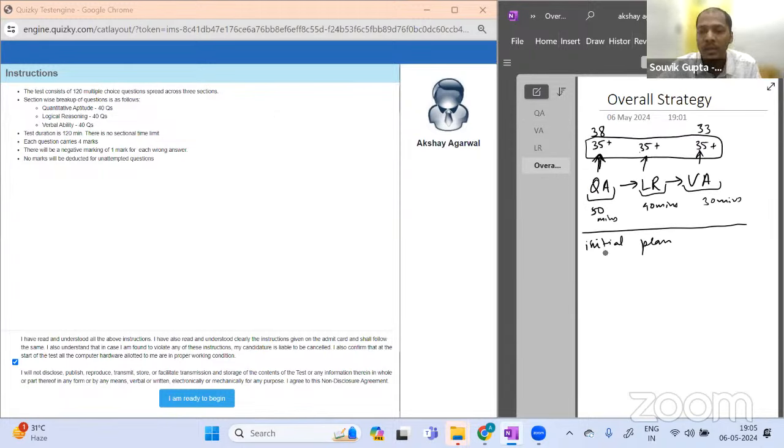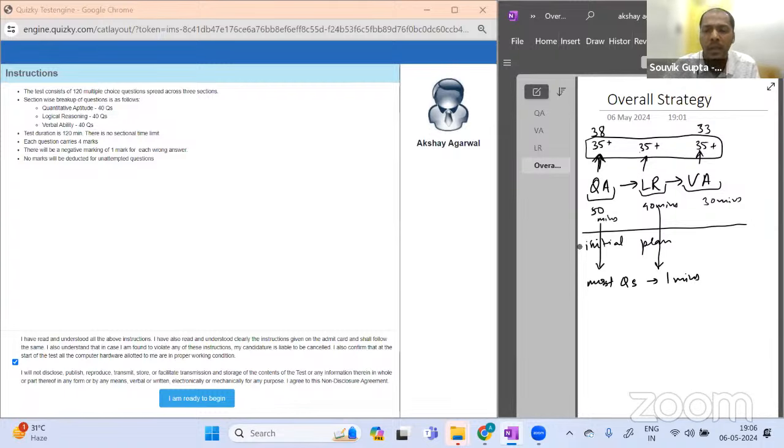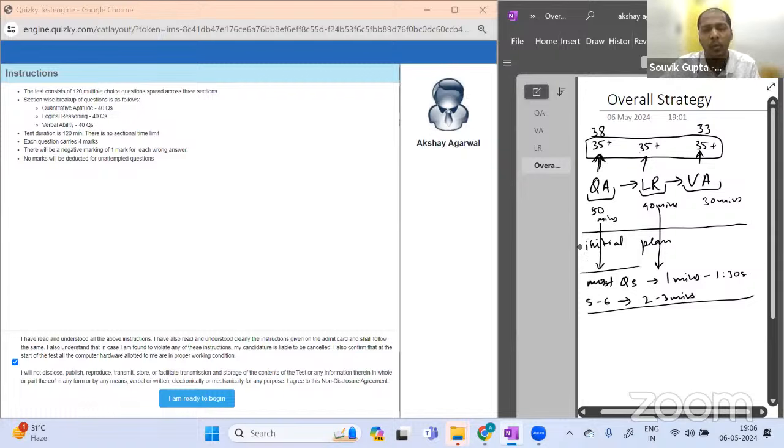One more thing: in LR and QA, my plan is to attempt 35 plus questions in 50 minutes. Most questions I'll try to cover in 1 minute. However, there could be very few questions, like 5 to 6, where I could go around 2 to 3 minutes. At least 30 questions would be between 1 to 1.5 minutes if the level of difficulty is easy.